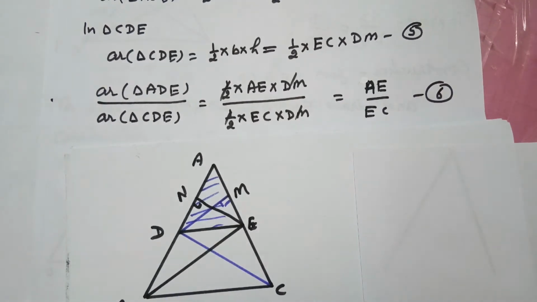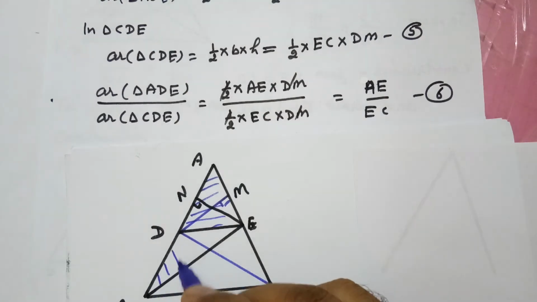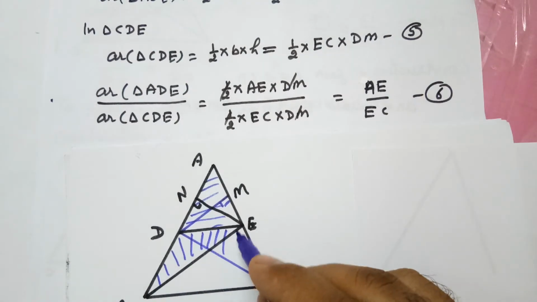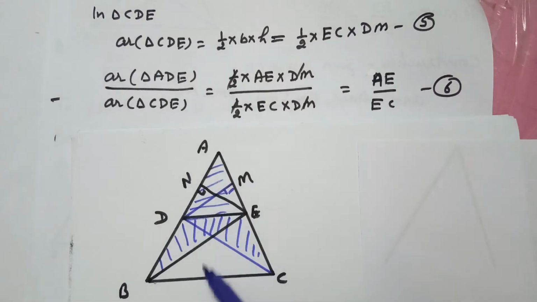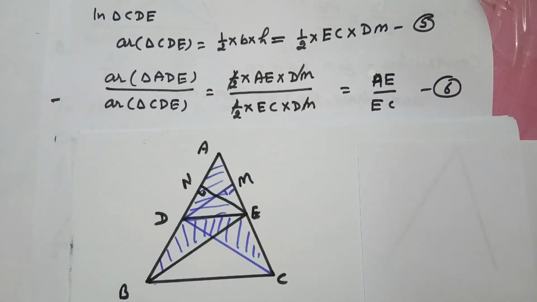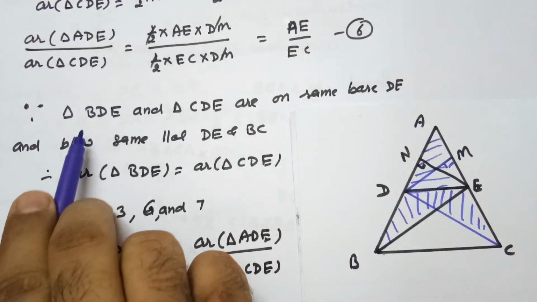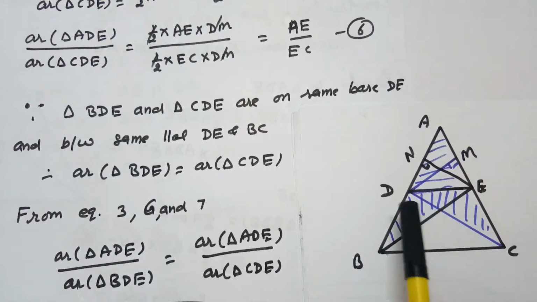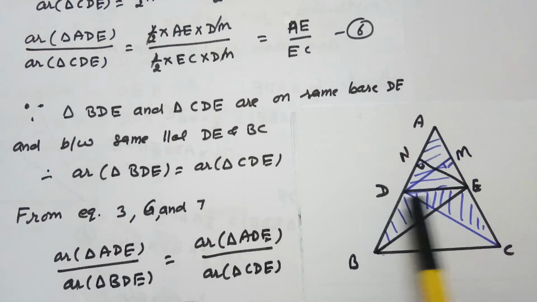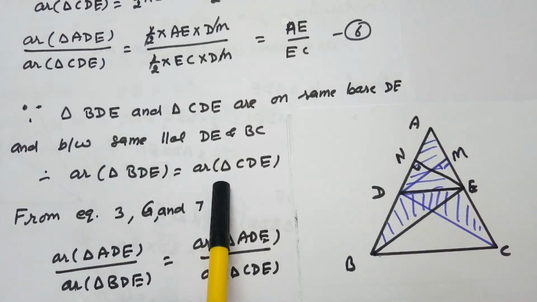Because this is the area of the same triangle, it will remain the same. But in the denominator we are getting two triangles. One is triangle BDE and the second is triangle CDE. These two triangles are on the same base DE and between the same parallels DE and BC. So the areas of these two triangles BDE and CDE will be the same, as both are on the same base and between the same parallels. So we will write here, because triangle BDE and triangle CDE are on the same base DE and between the same parallels DE and BC, their areas are equal.